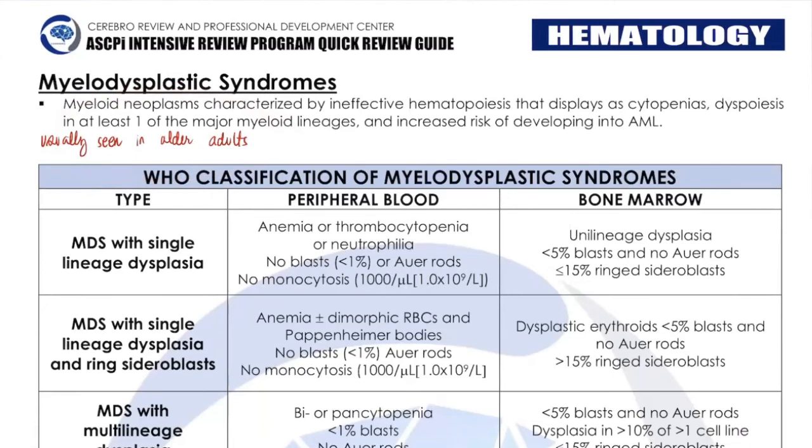But if they are seen in younger adults, it is usually secondary to chemotherapy, secondary to radiation exposure, secondary to benzene exposure, or it could be secondary to an inherited bone marrow failure such as Fanconi anemia. Okay? Now, if there's a laboratory finding, natatandaan natin dito, of course there will be a hypercellular bone marrow.